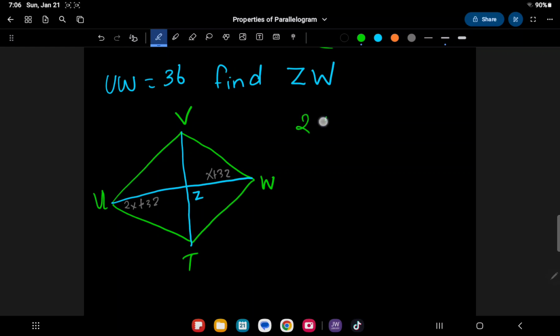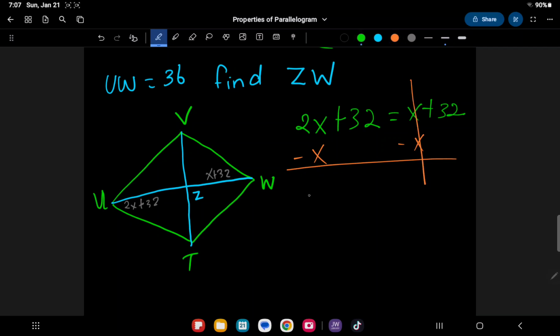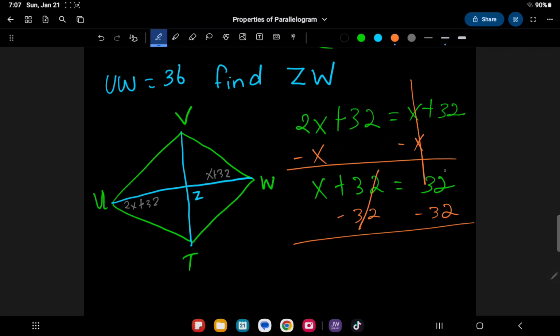So what we know is that 2x plus 32 is equal to x plus 32. So we subtract x on both sides. This cancels. We're left with x plus 32 is equal to 32. And then we're going to subtract 32 on both sides. Okay, so x equals 0. So ZW will be 0 plus 32, and that's 32.